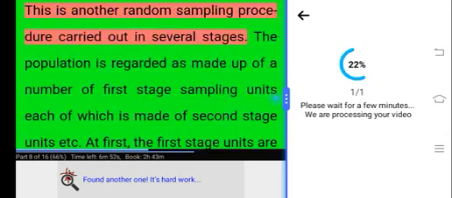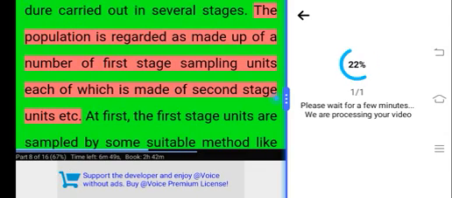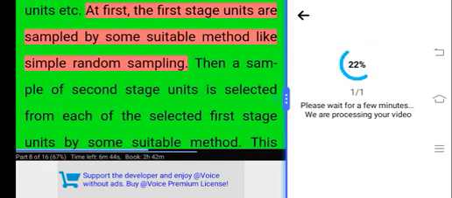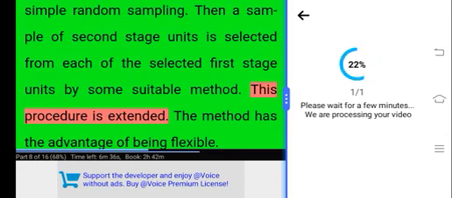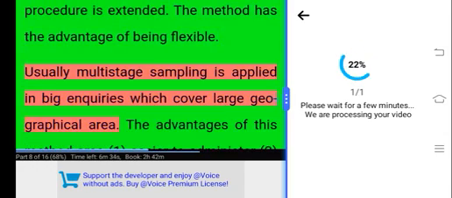Multi-stage sampling. This is another random sampling procedure carried out in several stages. The population is regarded as made up of a number of first-stage sampling units, each of which is made of second-stage units, etc. At first, the first-stage units are sampled by some suitable method like simple random sampling. Then a sample of second-stage units is selected from each of the selected first-stage units by some suitable method. This procedure is extended. The method has the advantage of being flexible.